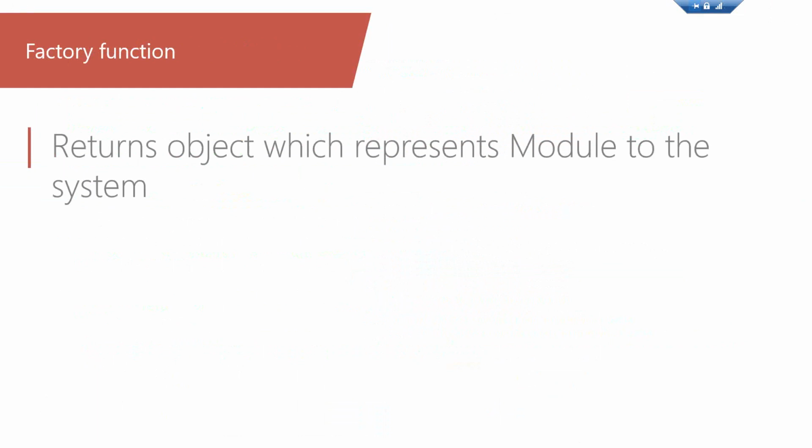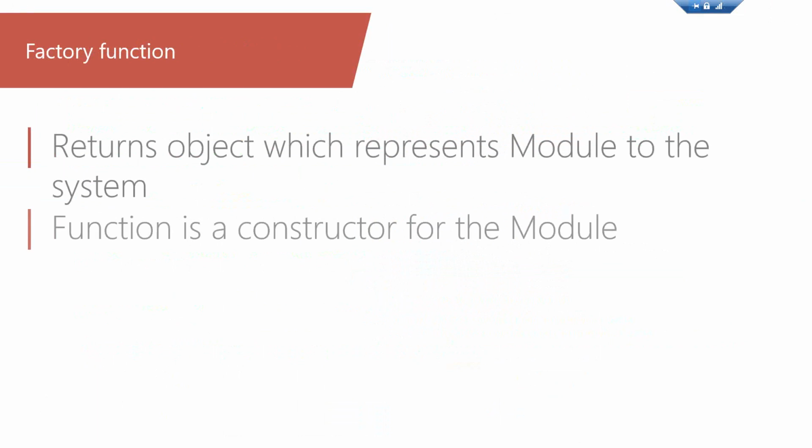Factory function is the main part of our module. It must return an object which will represent our module to the system. So our factory function is working like a constructor, and it creates an object instance in JavaScript and returns it to the loader.